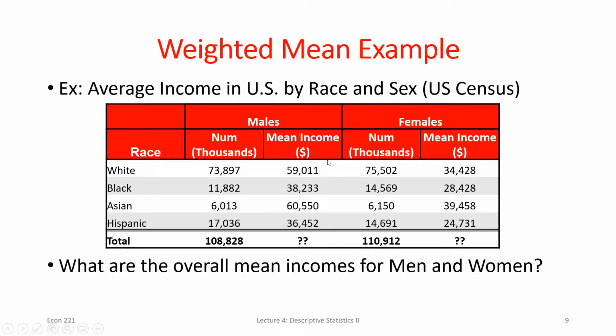So let's look at kind of an example. I pulled this data from the U.S. Census Bureau. You can go online and you can create your own tables. You can break it down by a bunch of different things. Race and gender are usually the ones they put out there, to see any disparities that exist in income across the races and income across gender.